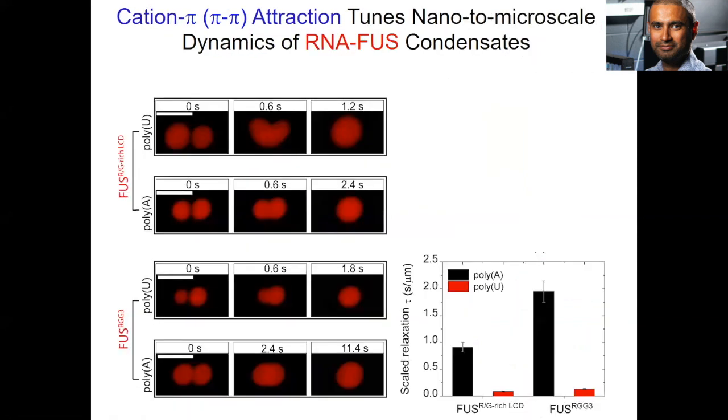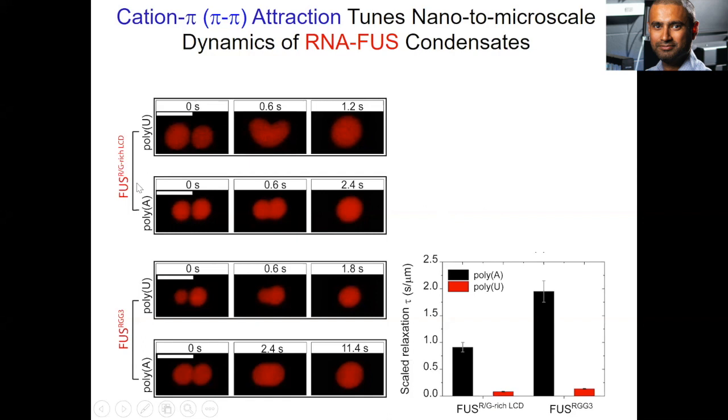We went back to our full-length FUS protein and asked the same questions, whether interactions are governed by the sequences. So these previous slides were focused on this arginine versus lysine on synthetic polypeptides. Now at FUS, we did not change arginine to lysine, we changed poly-A versus poly-U RNA.